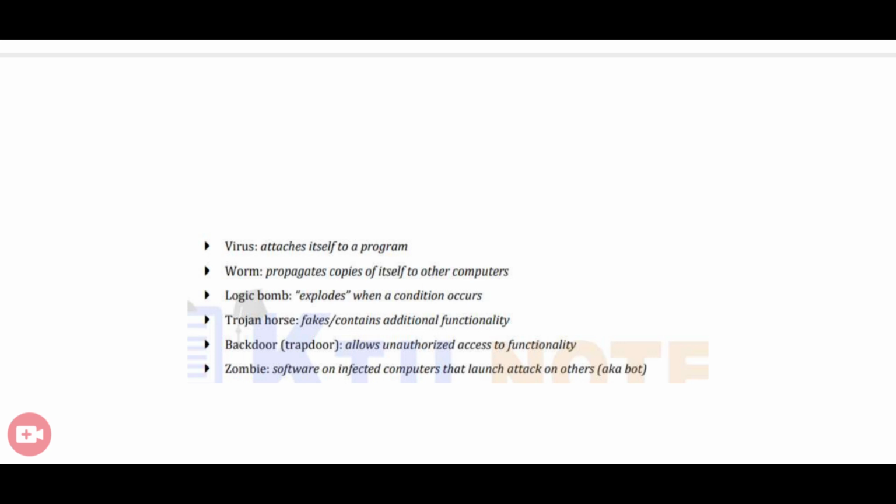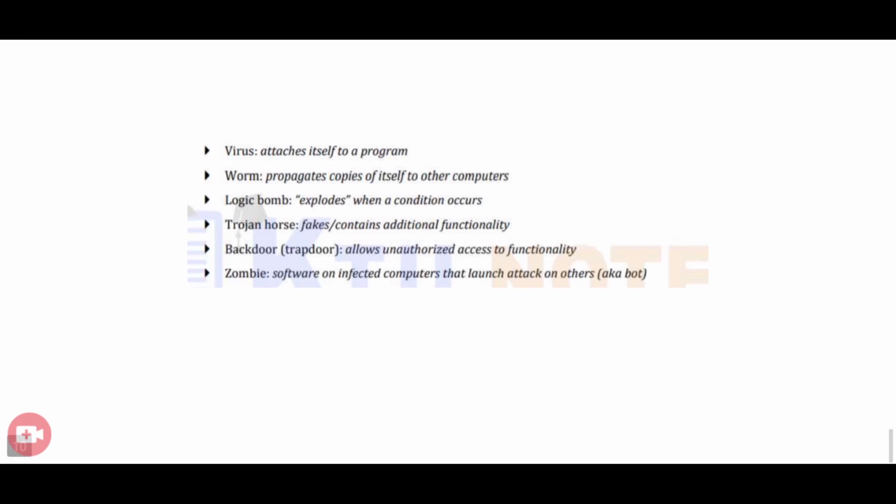Another classification is based on the attack method: overwriting malware, prepending malware, appending malware, cavity and multi-cavity malware, and packer. Okay, so this is the introduction to malware.